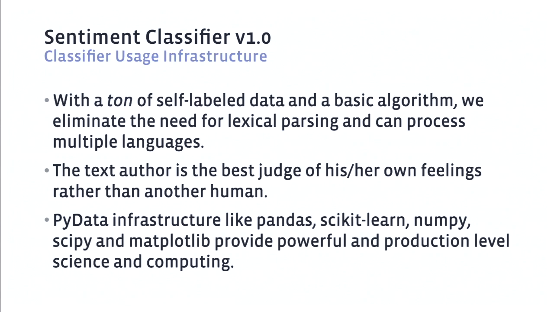So basically the point of the talk was the following things. With a ton of self-labeled data and a very basic algorithm, naive Bayes is as simple as it gets, we eliminate the need for lexical parsing and can process multiple languages. This is very scalable and provides us a lot of flexibility for the future. The text author is the best judge of his or her own feelings rather than a set of other human beings. PyData infrastructure like Pandas, Scikit-learn, NumPy, SciPy, and Matplotlib provide powerful and production-level scientific computing. Maybe if you're doing high-frequency trading where there's a lot of money at stake, you might find an issue with some of these, but for our use case, it's been very good. It's been a very strong friend to have.